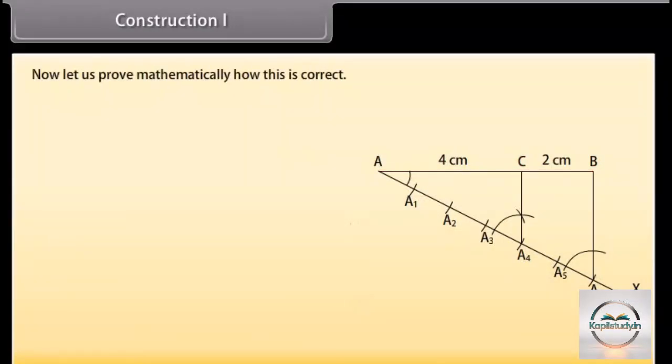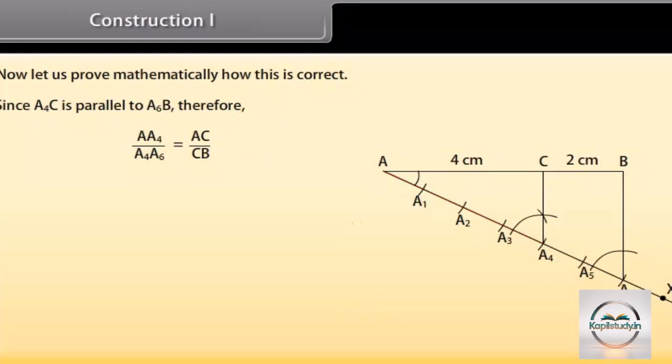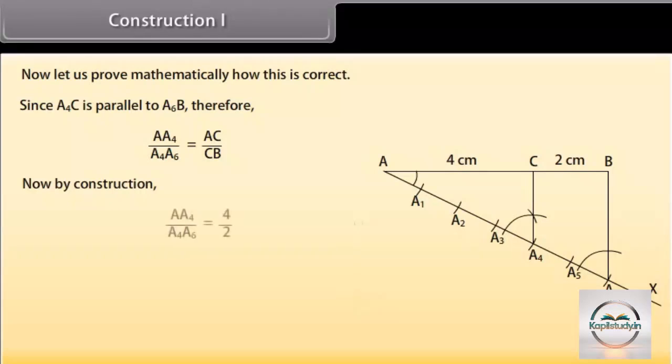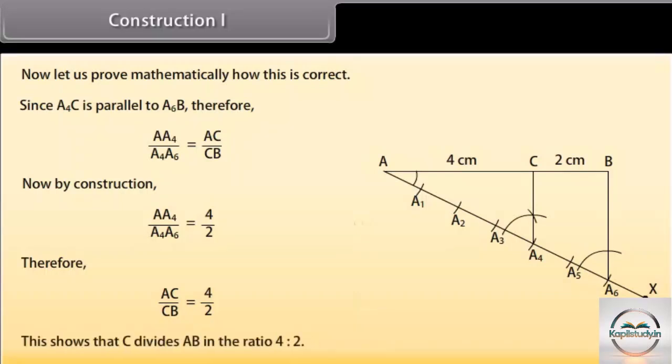Now let us prove mathematically how this is correct. Since A4C is parallel to A6B, therefore by the basic proportionality theorem, AA4/A4A6 equals AC/CB. Now by construction, AA4/A4A6 equals 4/2. Therefore, AC/CB is equal to 4/2. This shows that C divides AB in the ratio 4:2.